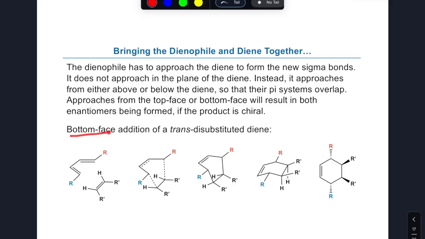Now, if you just look at it piece by piece, step one, as we bring them together, we start forming these two new sigma bonds, and we start breaking all of our pi bonds. That's what we're showing in this representation. Then we get to a position where those bonds are now formed, and we've gone from an sp2 center at these two positions to an sp3 center. So it's going from planar to tetrahedral.